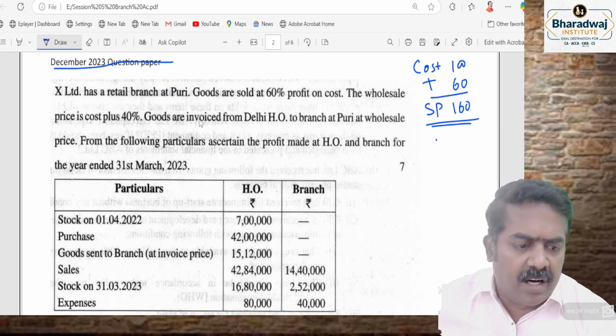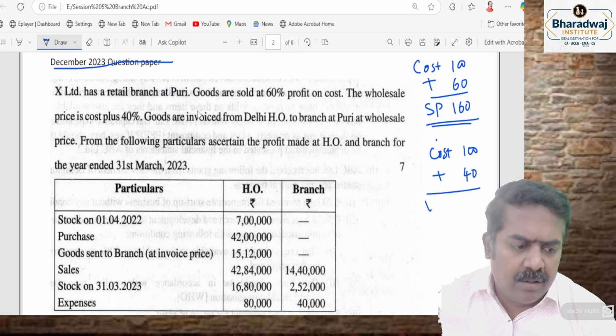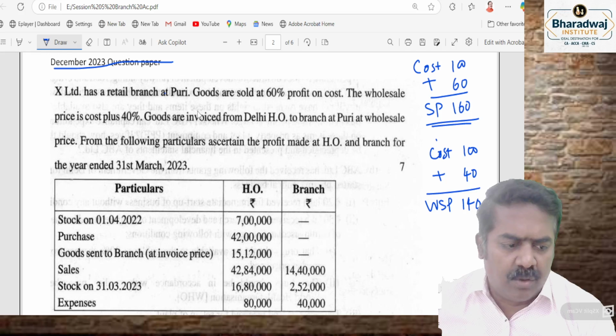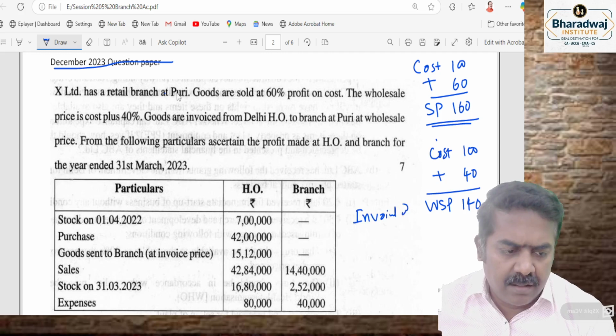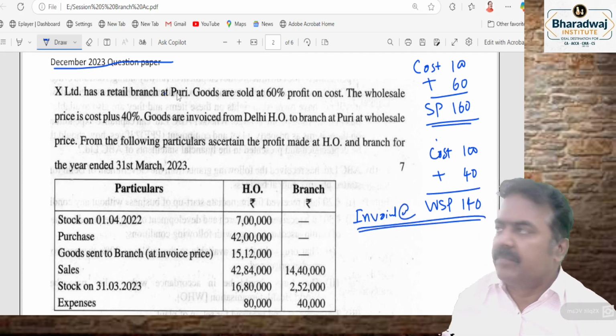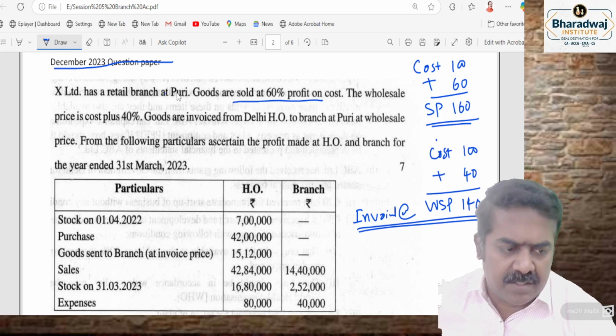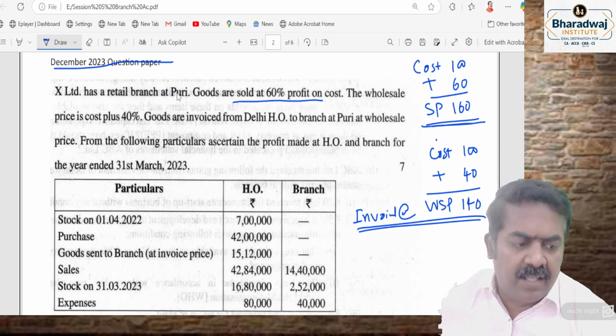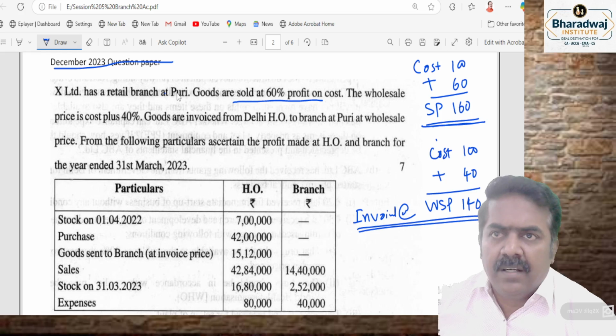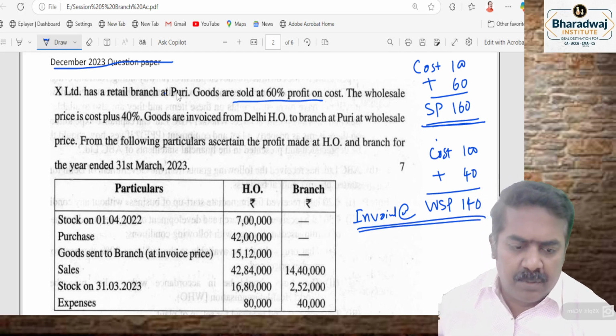Wholesale price is cost plus 40%. If cost is 100 plus 40, wholesale price is 140. Goods are also invoiced at wholesale price, that is 140. Read the question. Goods are sold at 60% profit on cost, and goods are sent at wholesale price. What is wholesale price? Cost plus 40% is given to us.